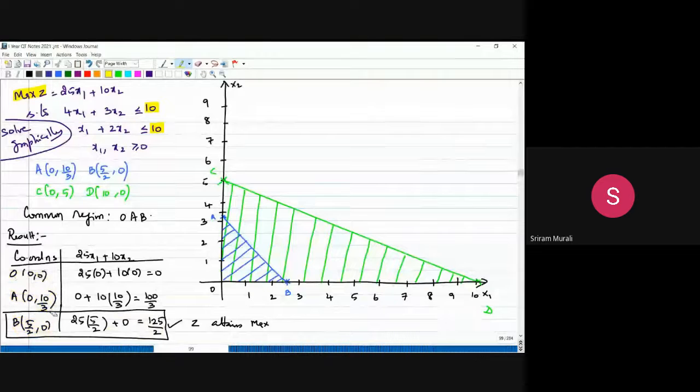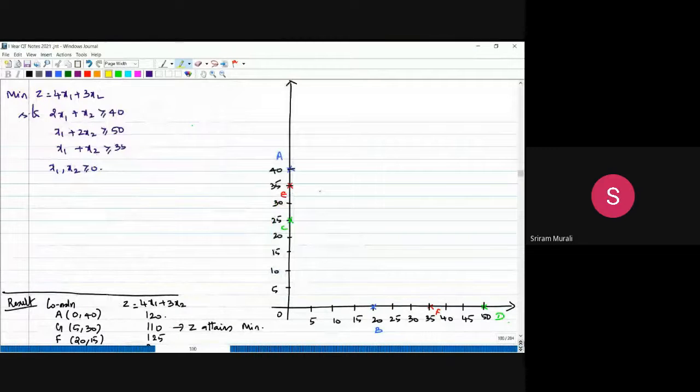Of the 3 points, which is maximum? 125 by 2, 120. So Z attains maximum at 125 by 2. Are you able to solve this problem if it comes in the exam? Yes, sir. In the same way, third question.